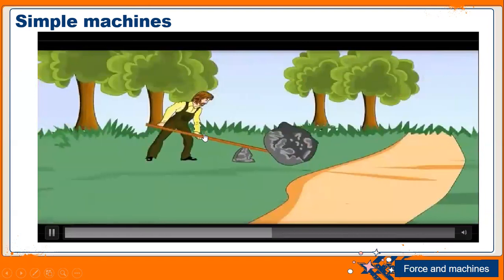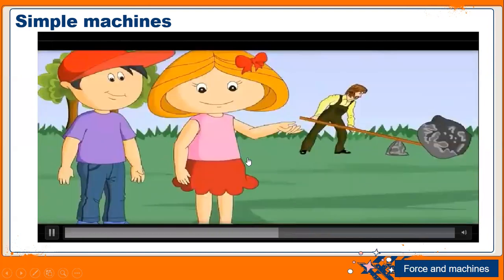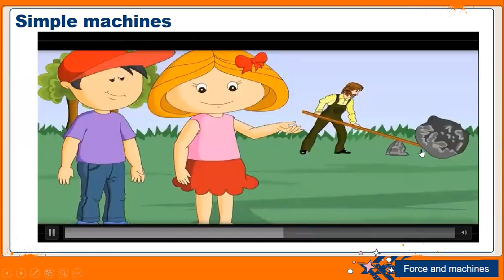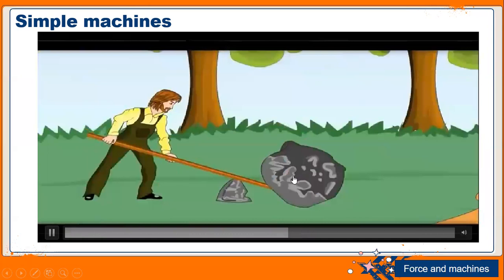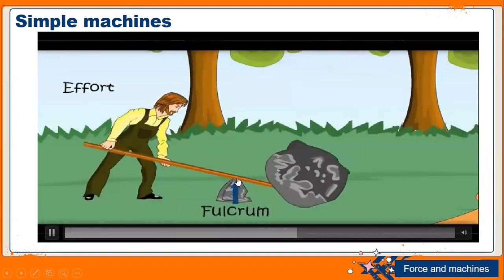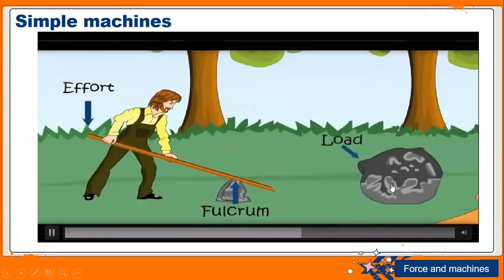Oh, see here what the gardener is doing. He's trying to move a big stone with a rod. Yes, this rod is called a lever. Oh, lever? Yes, let me show you its different parts. Hey, it is fixed at one point. Yes, the fixed part is called the fulcrum. And see, he's putting force with his hands. It is called effort. What is the stone called here? Oh, it is called the load.